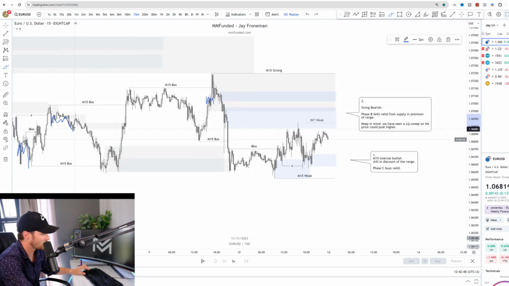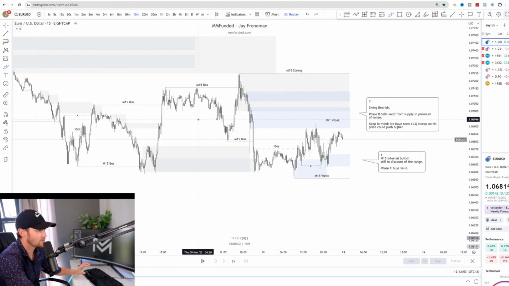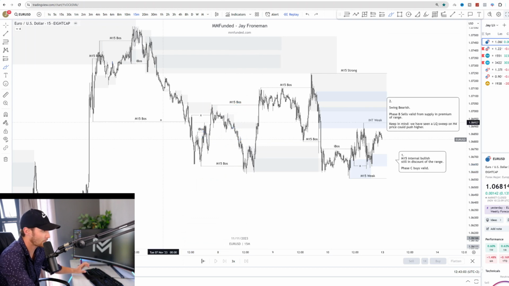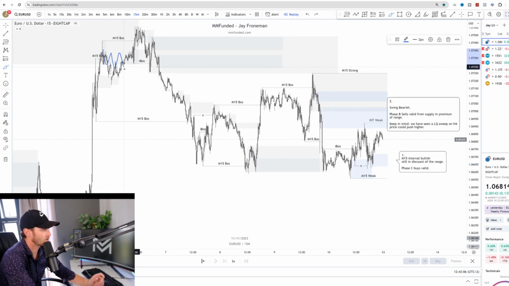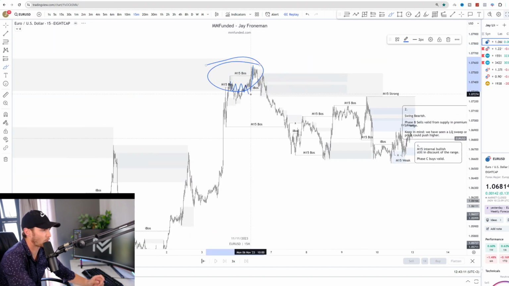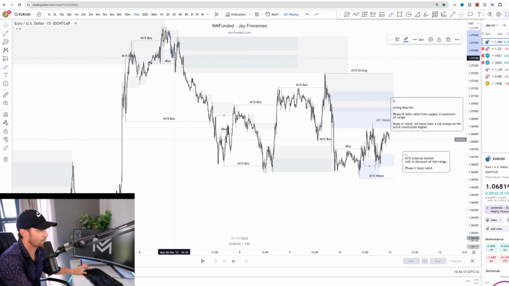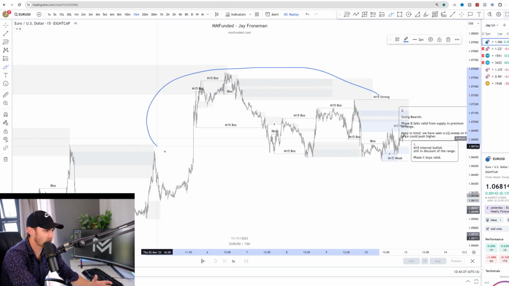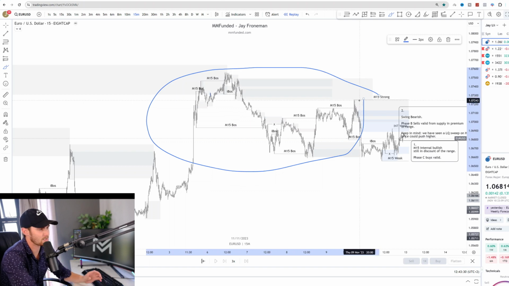Accumulation, manipulation, displacement, fair value gap to then fail to continue, targeting those weak lows. So this would have been a good example where, if you understood your structure story, this would have been a low probability setup to go long, because the expectation is to target these weak lows. Okay, same thing over here. Accumulation, sweep, manipulation into the higher time frame POI, distribution, market structure shift, fair value gap, to continue short to target those weak lows. So again, once you understand your structure story of the market, you start to naturally see it much better.